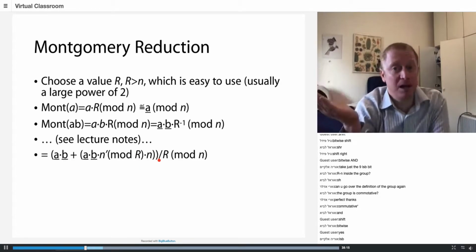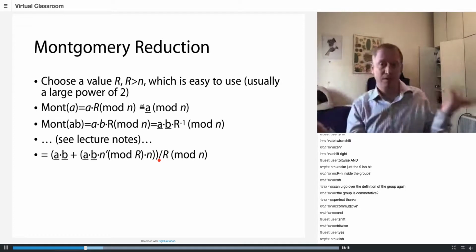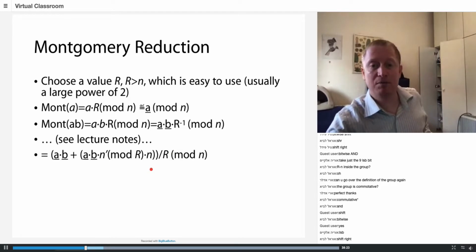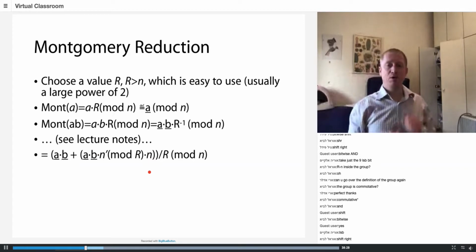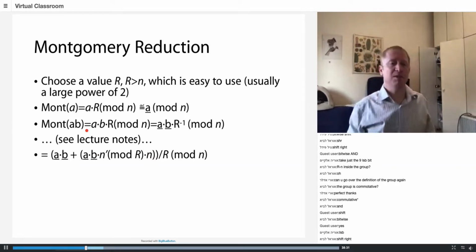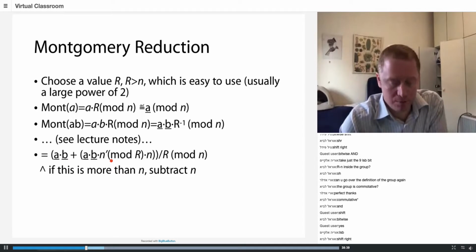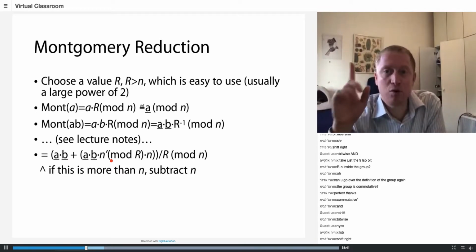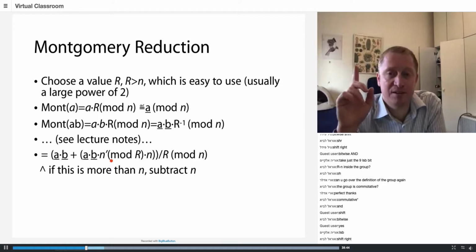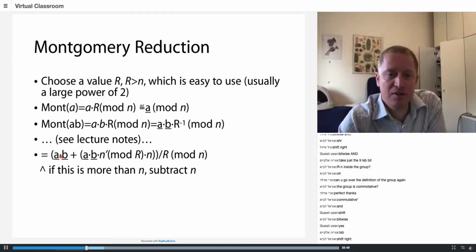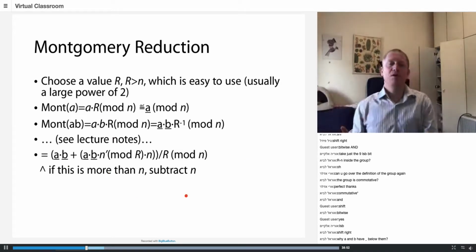How do you divide by R? I shift right. This is a free operation. And so A times B plus this calculation, which is quite cheap to calculate, is equal to Montgomery of A times B. Nice, so what? Well, Peter Montgomery proved that this number is never greater than 2 times n. And this is the genius. This entire thing is between 0 and 2 times n.